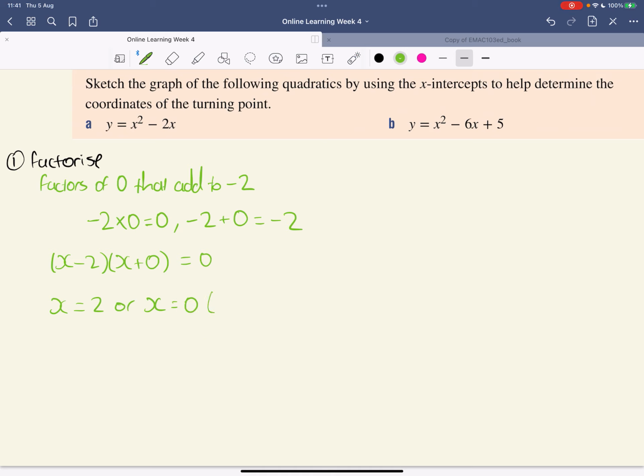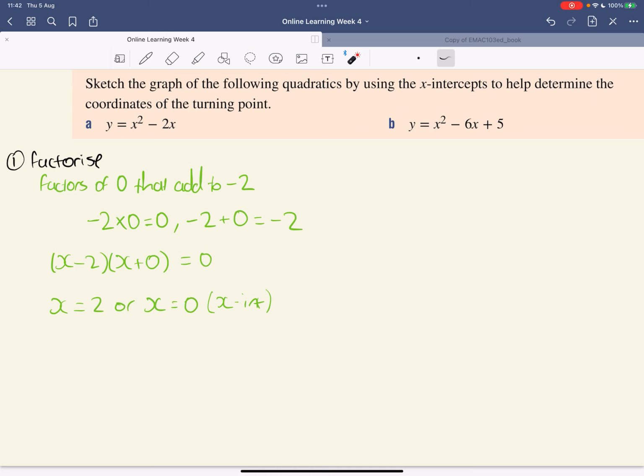And they are our x-intercepts. So far, so good. So on our graph, when we draw this, the line of x squared minus 2x will go through 2 and 0 on the x-axis.